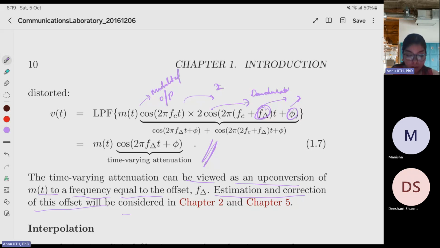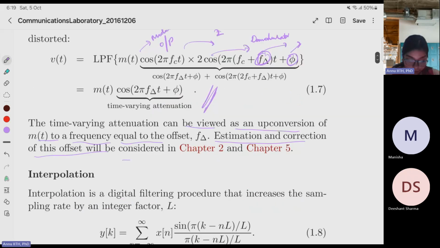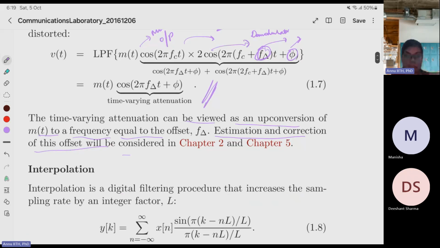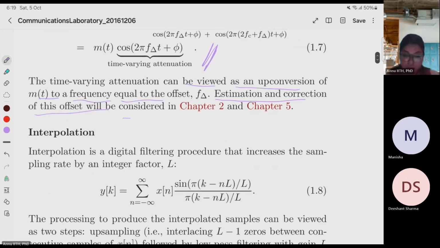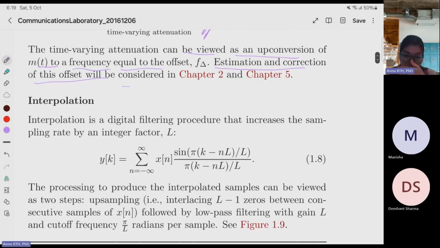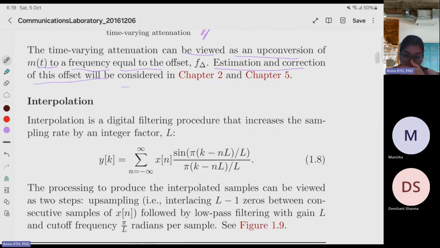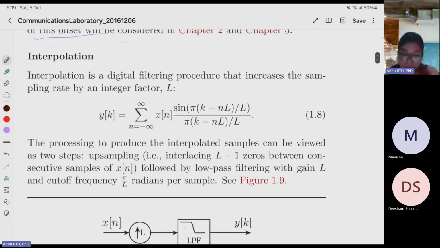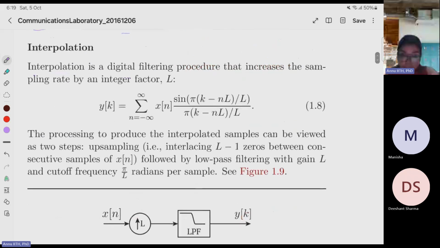Now we will go to interpolation. Interpolation is a digital filtering procedure that increases the sampling rate by integer factor L. So here, suppose you are having yk equals summation over n from minus infinity to infinity of x, the input, times sin pi (k minus nL) divided by L, divided by pi (k minus nL) divided by L. So it is actually interlacing L minus 1 zeros between two consecutive samples of x. So you're having the discrete samples and you're adding zeros.